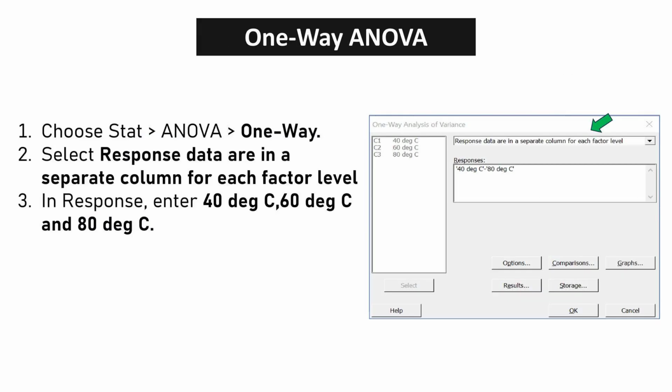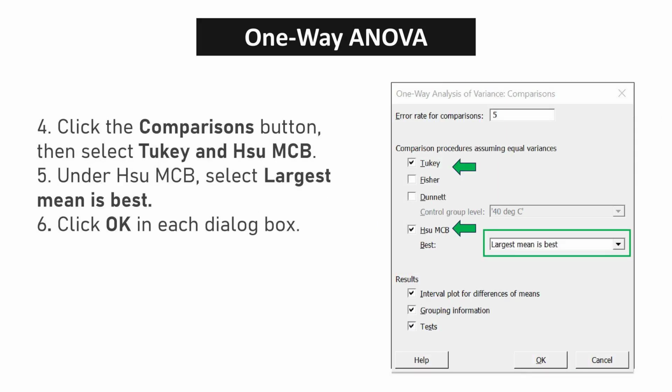The one-way ANOVA procedure in Minitab is streamlined for efficiency, facilitating straightforward data analysis. Choose Stat, ANOVA, One-Way. Select response data are in a separate column for each factor level. In response, enter 40 degrees Celsius, 60 degrees Celsius and 80 degrees Celsius.